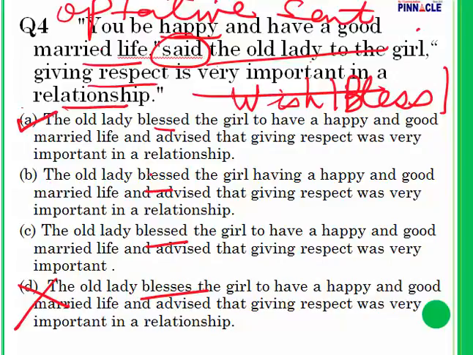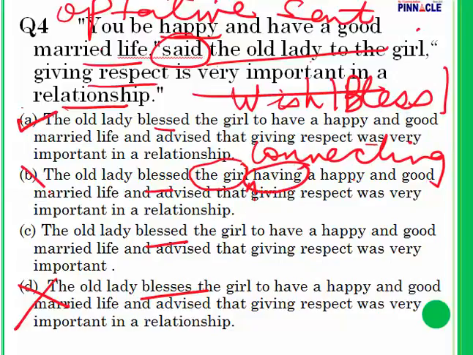The old lady blessed the girl having a happy and good married life. In those sentences where we have optative sentences, after the reporting verb, you will have the listener to whom the person is referring, and then we have a connecting word here. The connecting word is to, which is missing in the optative sentence. Here we have got having, so this becomes incorrect. In the first one we had to. The old lady blessed the girl to.